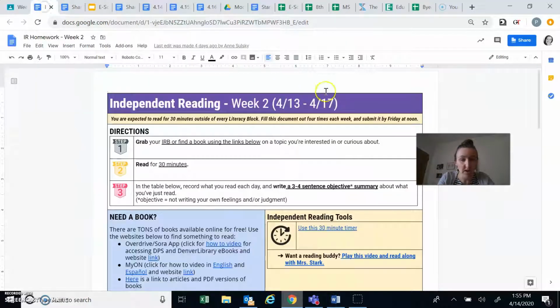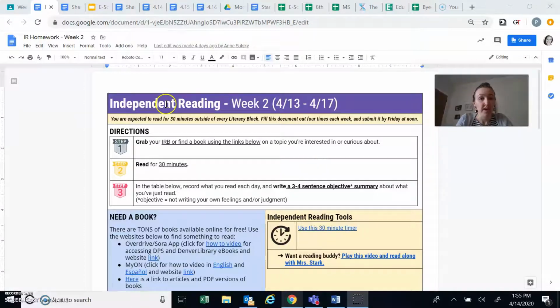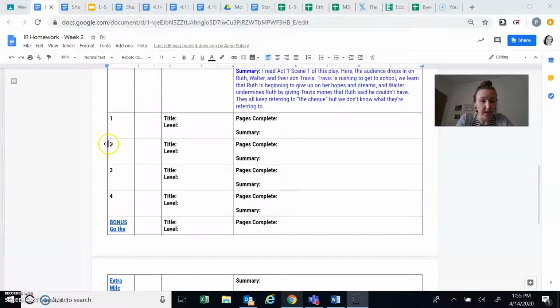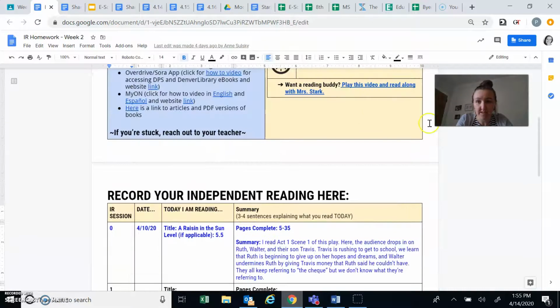Just as a reminder, you should have an IR document that looks like this on Google Classroom. Independent Reading Week 2. You are hopefully today filling out the second one for today. So with each module, you are expected to read for 30 minutes outside of class and then to write a summary for that reading section.